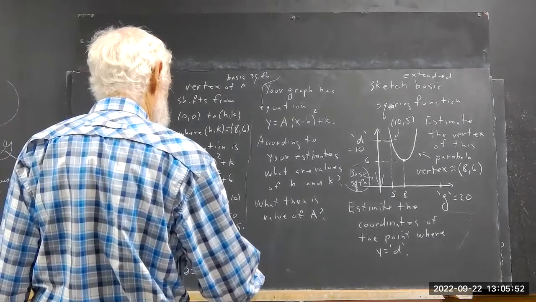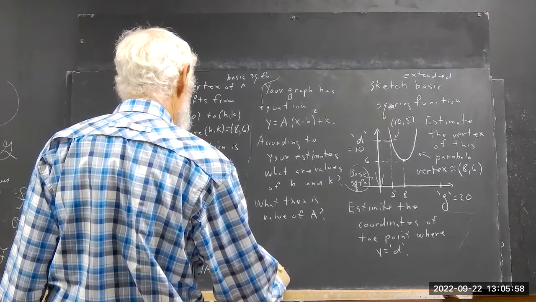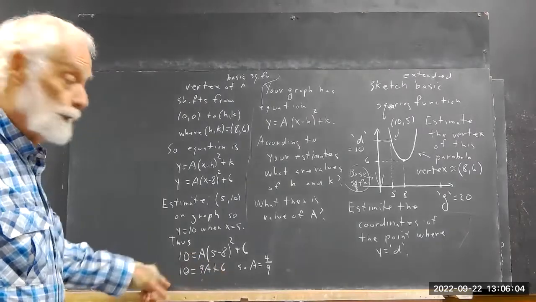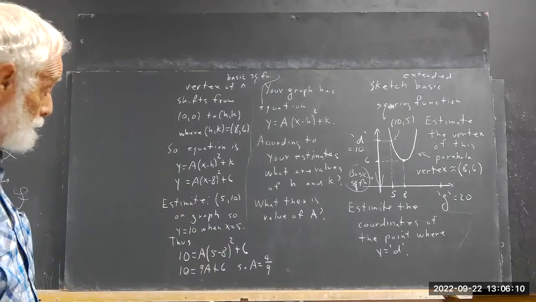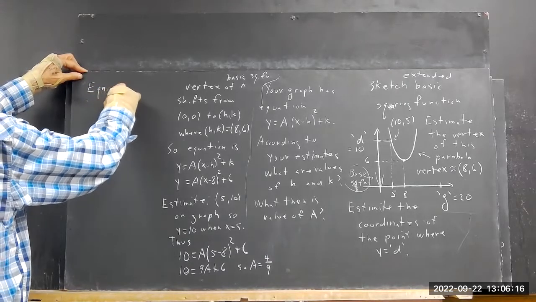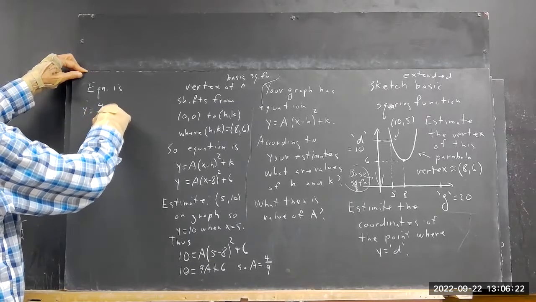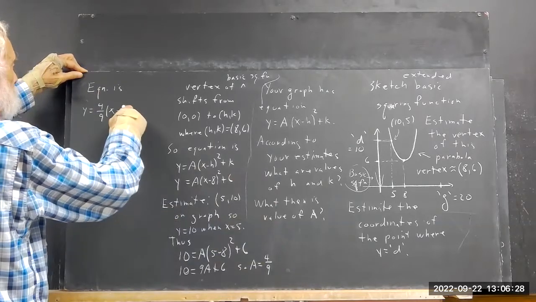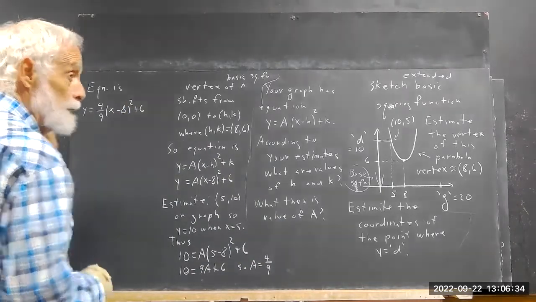And I'm not going to go through the details of that equation. Subtract 6 from both sides, you get 4 divided by 9. A is 4/9. So our equation is y equals 4/9 (x minus h) squared plus 6.